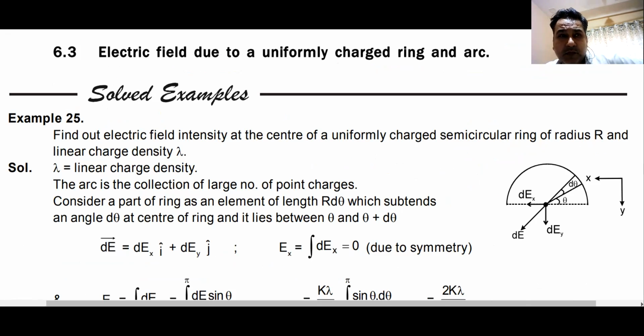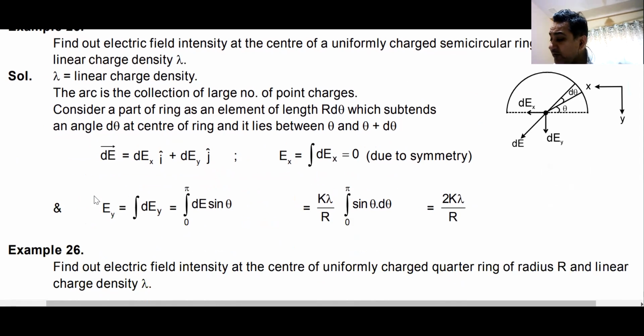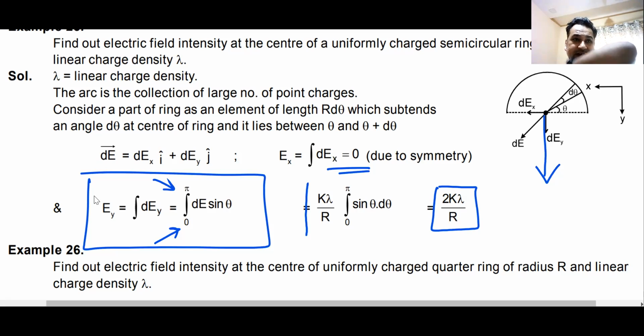Now, if you have a uniformly charged ring or an arc of a circle, it is not a full circle, an arc of a circle, you can devise a formula for the arc of the circle, and you must remember all these formulas, so you can just note down this electric field due to a uniformly charged ring or arc. And the formula for the semicircular thing is 2k lambda by r. In fact, the formula is like this. Along the x-axis, the field will cancel, only the field along the y-axis remains here. They have integrated from 0 to pi, so from one side to the other side.